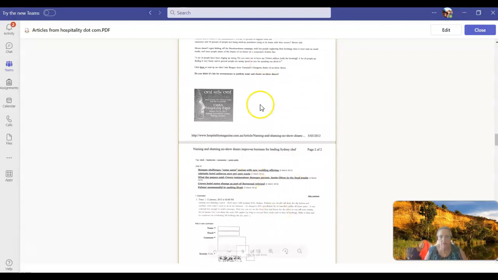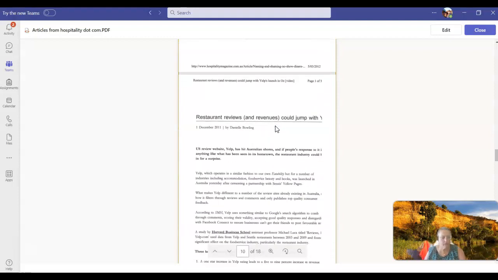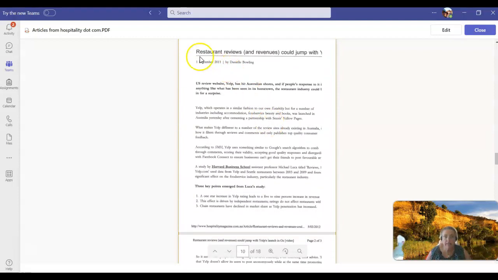This is the same article that's the very first one, and I don't know why I've got it on there twice, but I do. Anyway, next one, restaurant reviews and revenues could jump with Yelp. So Yelp only came to Australian shores in 2011. According to the Sydney Morning Herald, Yelp uses something similar to Google's search algorithm to comb through comments, scoring their validity, accepting good quality responses, and disregarding those with Facebook Connect to ensure that businesses can't get their friends to post favourable reviews to move their restaurant up the Yelp review system.